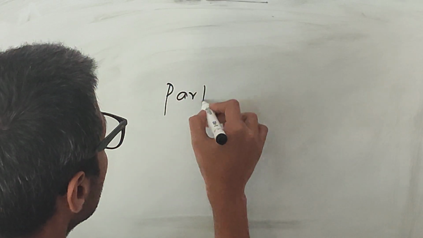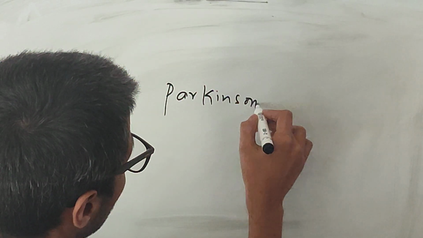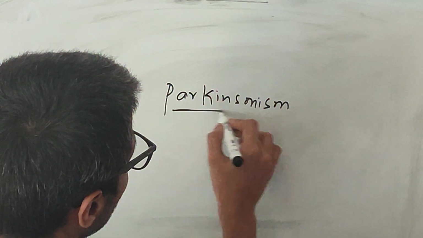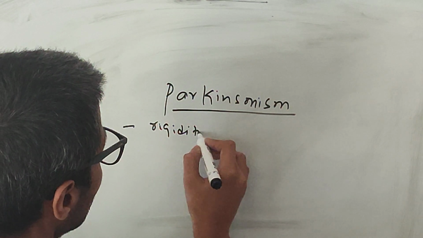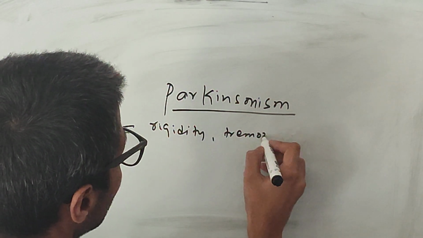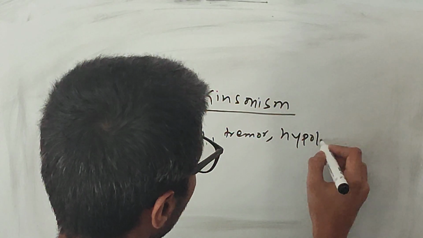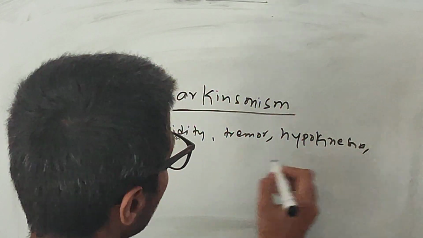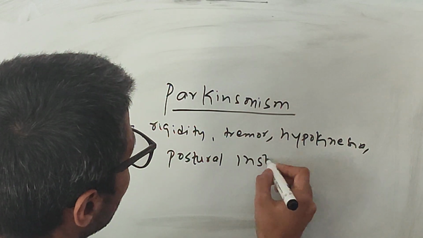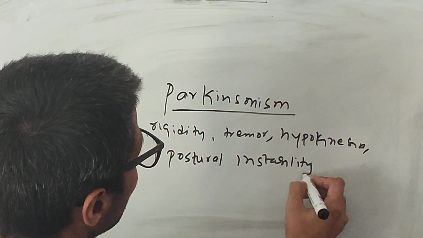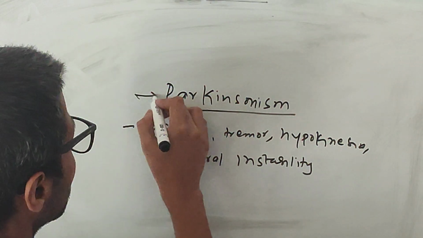So before talking about Parkinson's disease proper, let me tell you about one terminology called Parkinsonism. What is Parkinsonism? It is a constellation of symptoms like rigidity, tremor, hypokinesia or bradykinesia, and postural instability. If these symptoms are present, then we say that the patient has Parkinsonism.